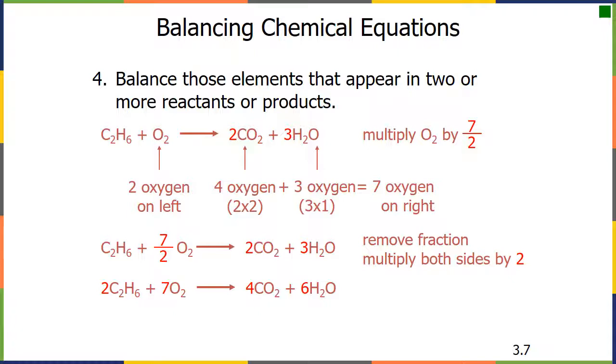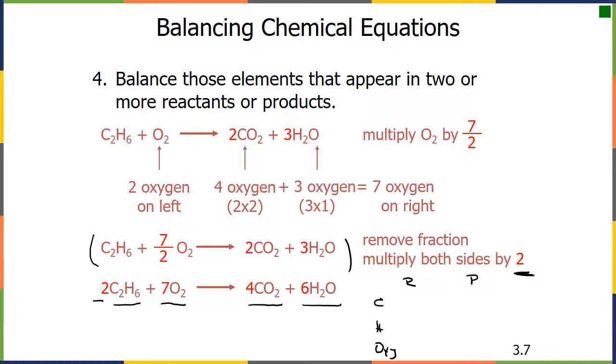So what would this look like? We have C2H6 plus 7 halves oxygen goes into 2 carbon dioxides and 3 waters. We're going to remove the fraction by multiplying through by 2. When we do this, we now get 2 C2H6s, 7 O2s, 4 CO2s, and 6 H2Os. And we can verify that we have the correct number of atoms, for reactants and products, for carbon, hydrogen, and oxygen.